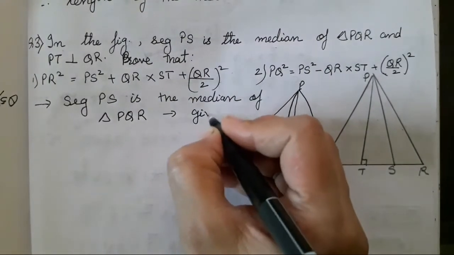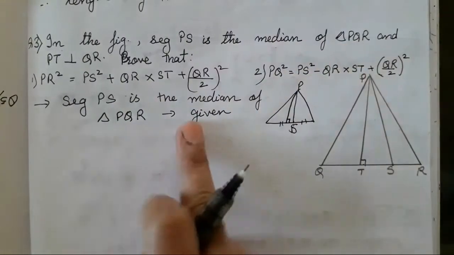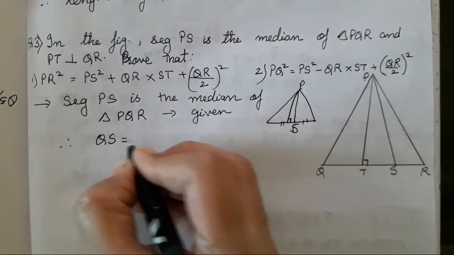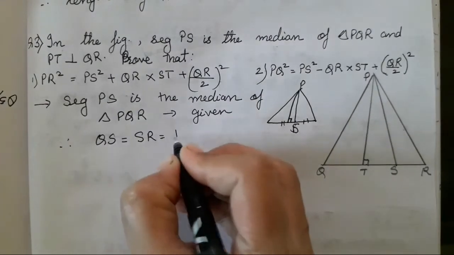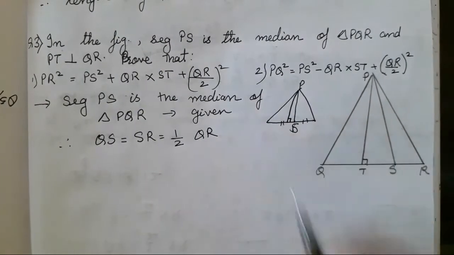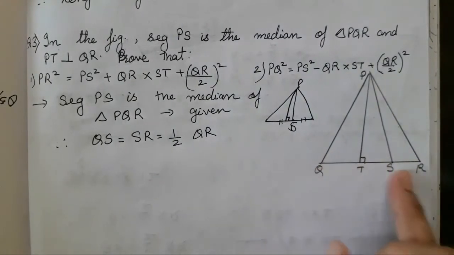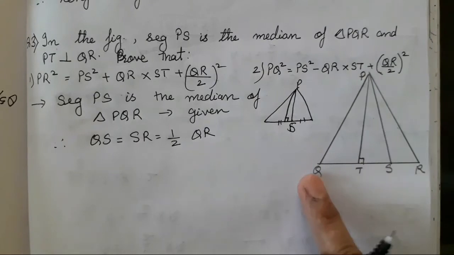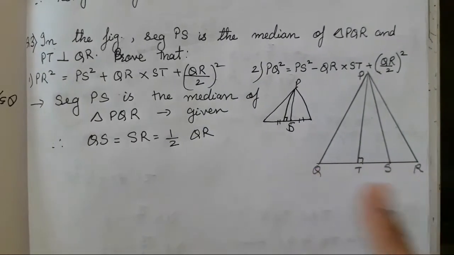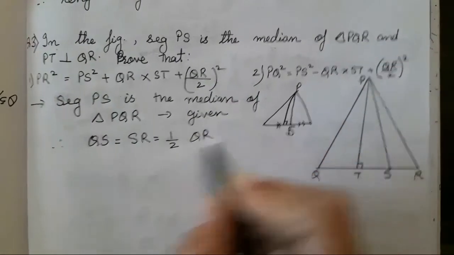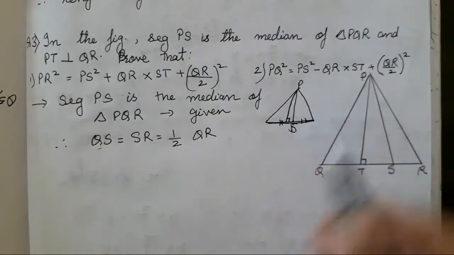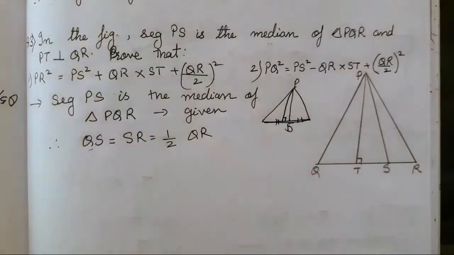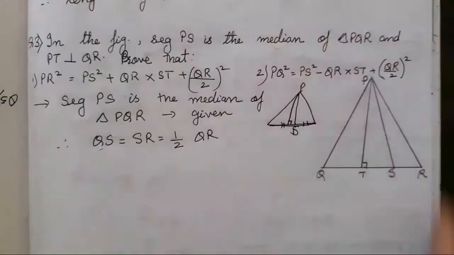So this is given, isn't it? This is the statement that I have written. Therefore, from this, what does the statement mean? That means QS is equal to SR is equal to half of QR. Okay, isn't it? This side and this side is going to be half of this total side. Right. So S is the midpoint that we have already shown in the diagram.